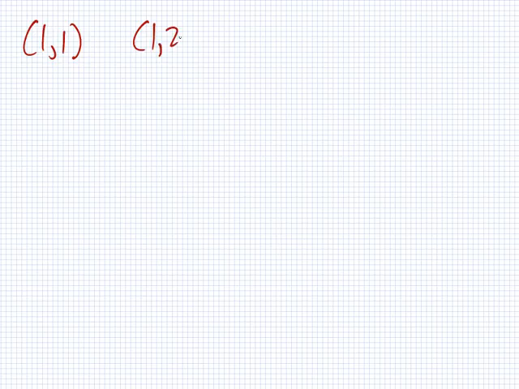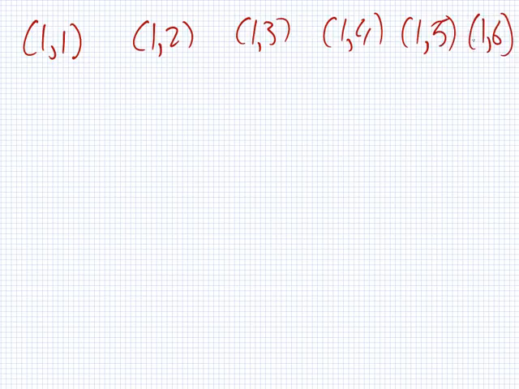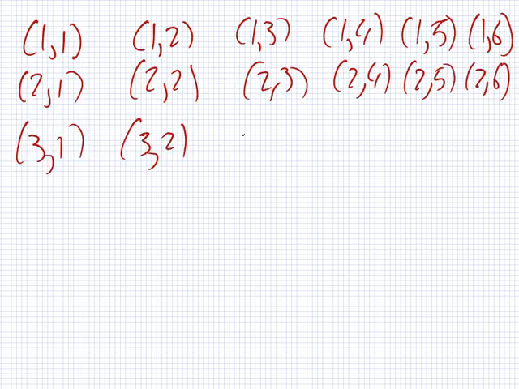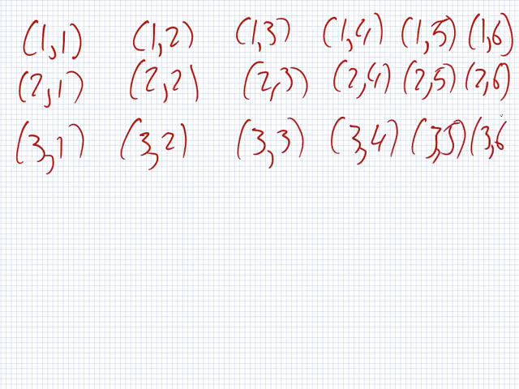And then a 1 and a 2, 1 and a 3, 1 and a 4, 1 and a 5, 1 and a 6. 2 and a 1, 2 and a 2, 2 and a 3, 2 and a 4, 2 and a 5, 2 and a 6. 3 1, 3 2, 3 3, 3 4, 3 5, 3 6.